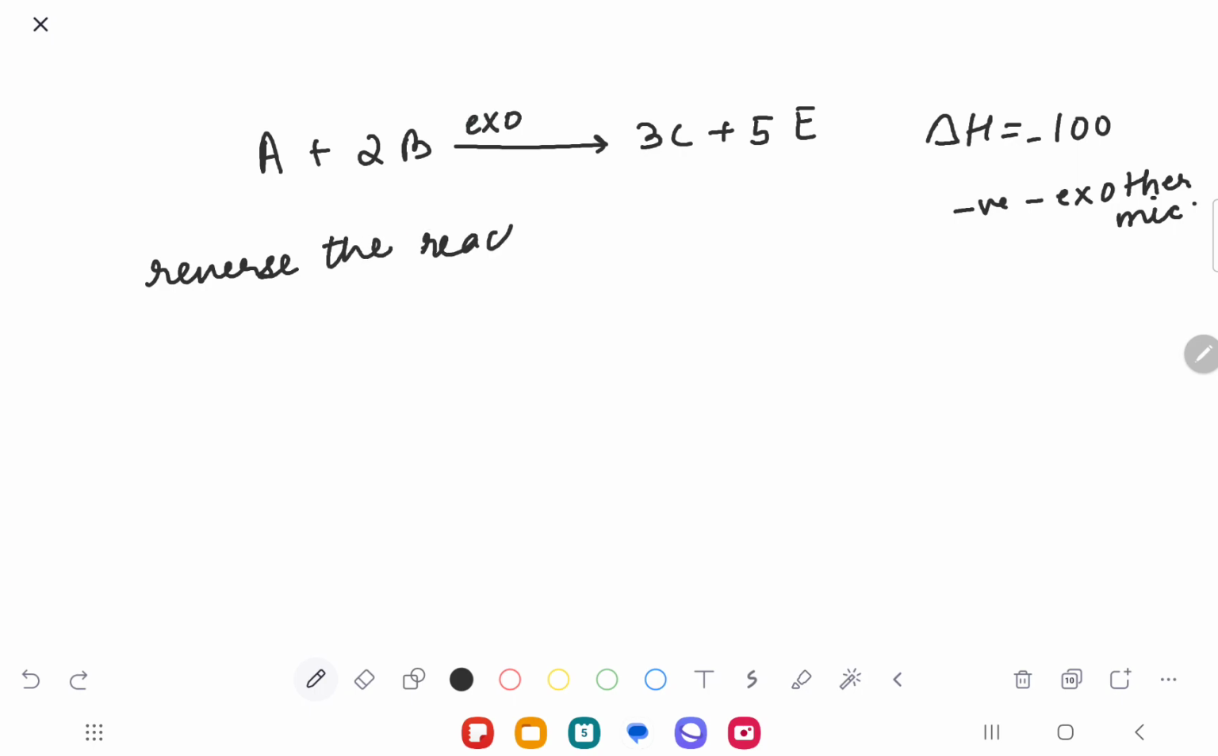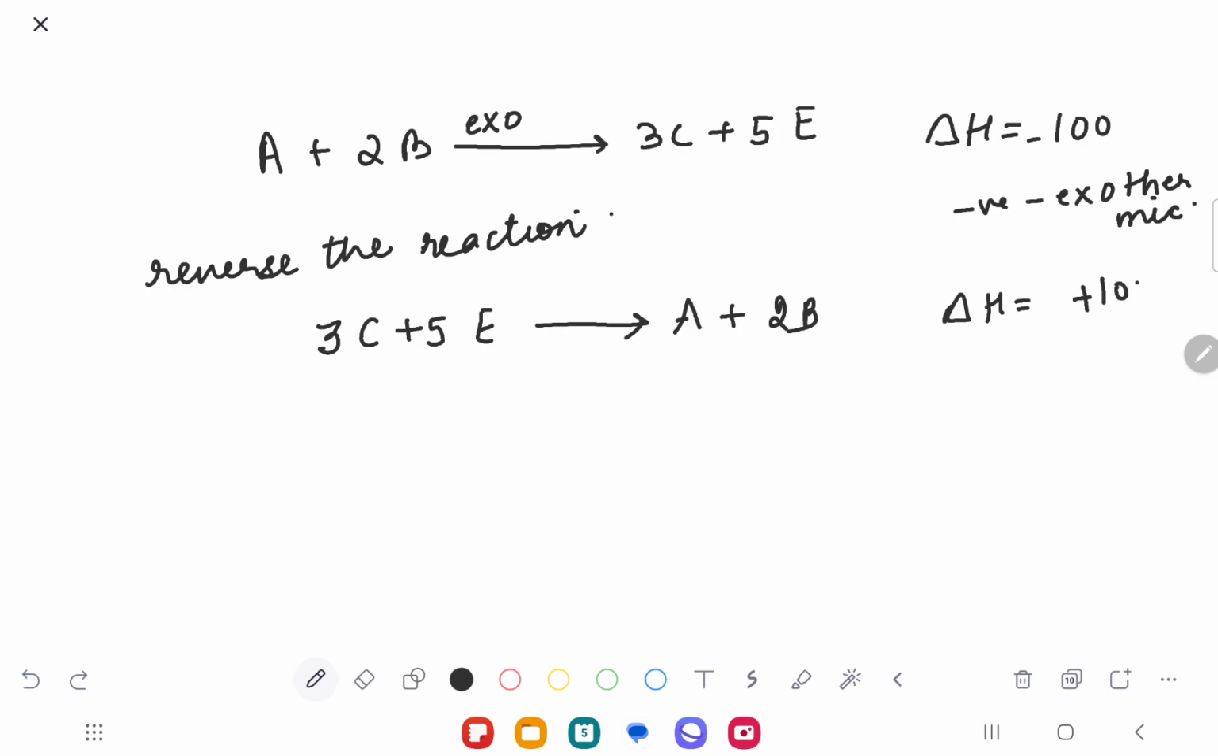And if you reverse a particular reaction, it is going to become 3C plus 5E written down like this, A plus 2B. Then the heat shall also become reversed in sign. So it is now going to become 100 joules. You understand? And this minus 100 represents exothermic, so plus shall represent endothermic. You understand?